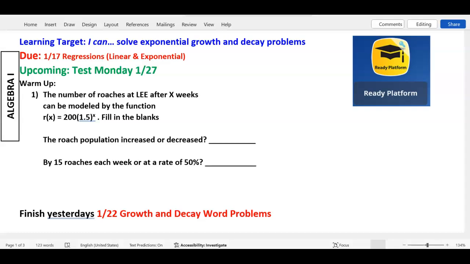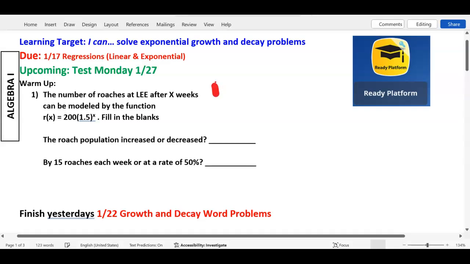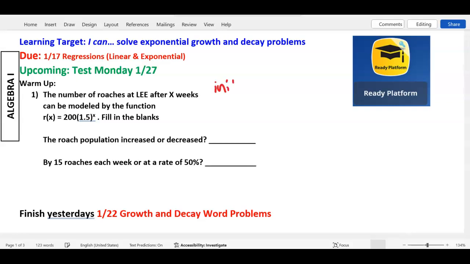Okay, let's do an example for our warm-up. It says the number of cockroaches at Lee after X weeks can be modeled by the function R of X equals 200 times 1.5 to the power of X. Fill in the blanks, okay? Now, first of all, just looking at that equation, what's the initial value? The initial value is 200, right?